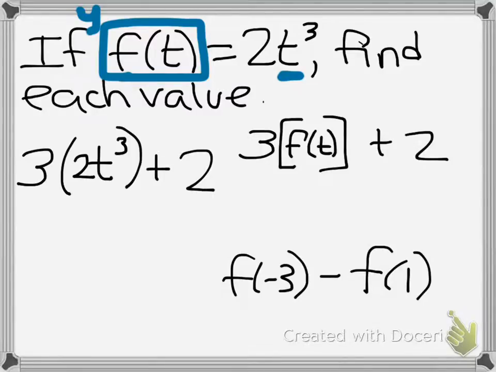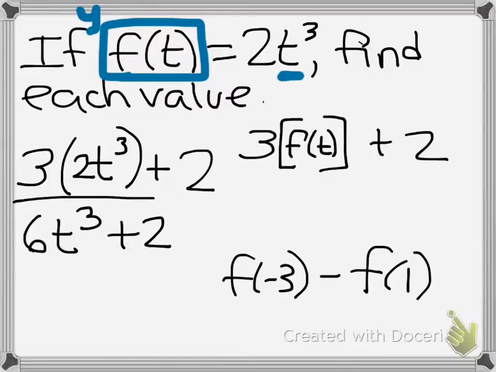So we're actually going to be left over with variables here in our answers, but that's okay. We have 3 times 2t cubed, which gives me 6t cubed plus 2. Since the t cubed is a different term, it is not a like term with the 2 because it doesn't have the same variable or the same exponent. We can't combine these together, so we just leave it as 6t cubed plus 2.